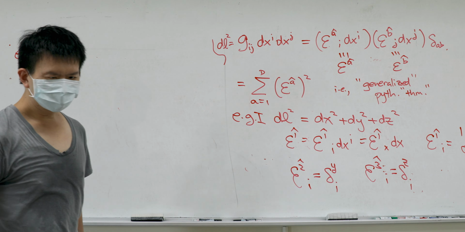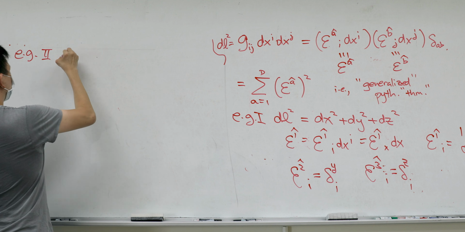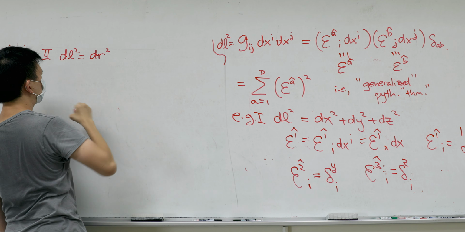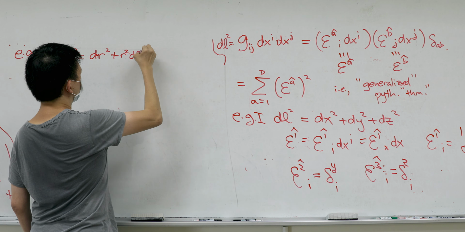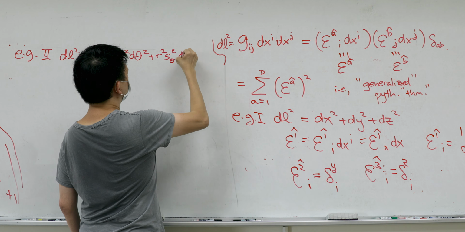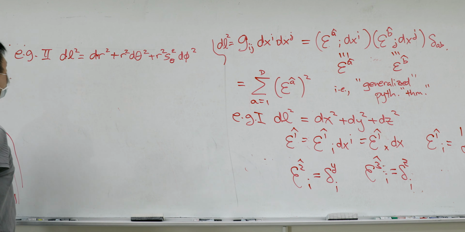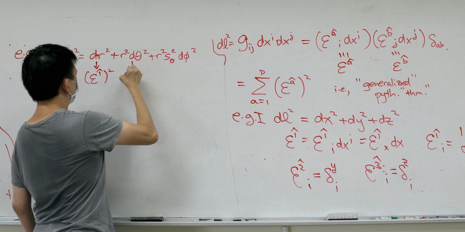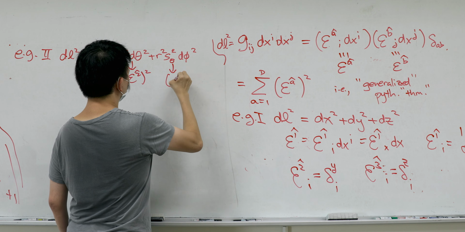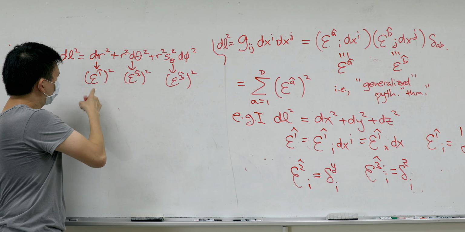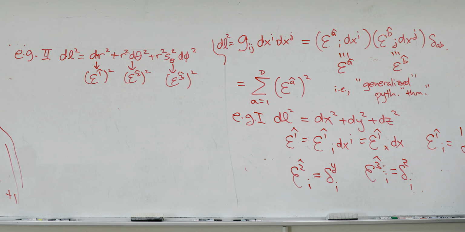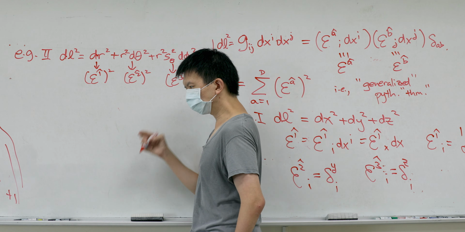Let's say we are still in three-dimensional space, but now let's switch to spherical coordinates. We've already seen that this gives you dr squared plus r squared d theta squared plus r squared sine theta squared d phi squared. Again, this is already a sum of squares. So I can identify this with epsilon 1 squared, this with epsilon 2 squared, and this one with epsilon 3 squared. I can call them epsilon r hat, epsilon theta hat, and epsilon phi hat if you want. It's a choice of notation, but I just want to enumerate them, so I'm going to call them 1, 2, 3.